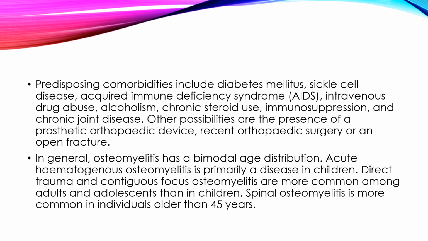In general, osteomyelitis has a bimodal age distribution. Acute hematogenous osteomyelitis is primarily a disease of children. However, direct trauma and contiguous focus osteomyelitis are more common among adults and adolescents than in children. Spinal osteomyelitis is more common in individuals older than 45 years.